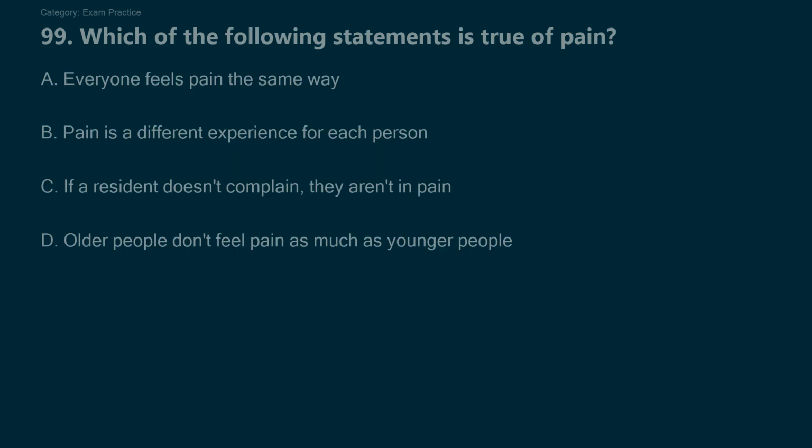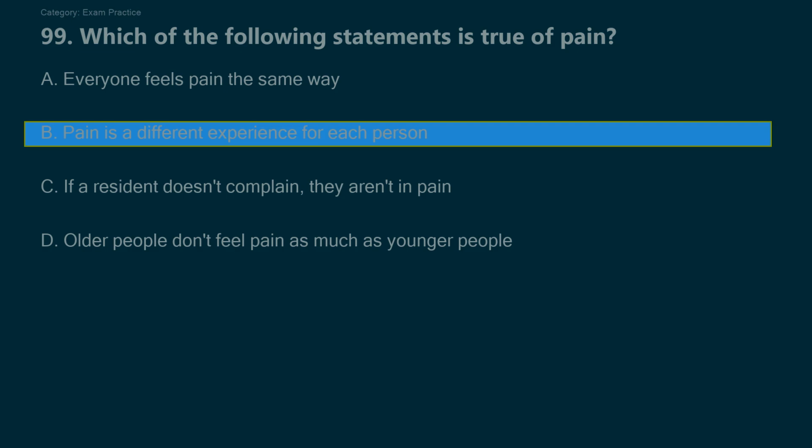Question 99. Which of the following statements is true of pain? Option A, everyone feels pain the same way. Option B, pain is a different experience for each person. Option C, if a resident doesn't complain, they aren't in pain. Option D, older people don't feel pain as much as younger people. The correct answer is option B, pain is a different experience for each person.